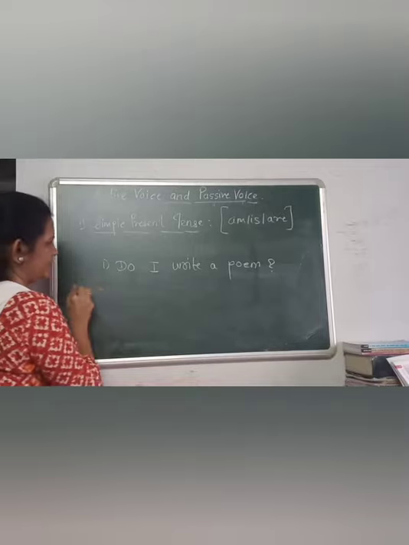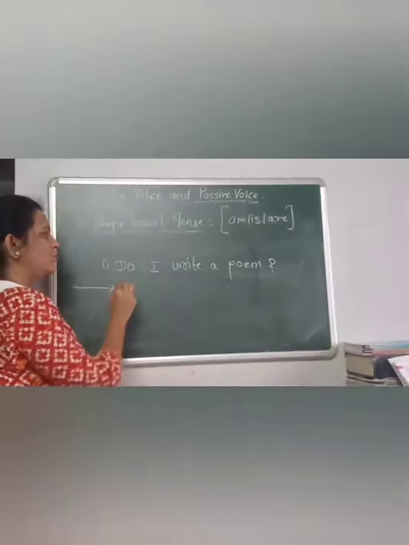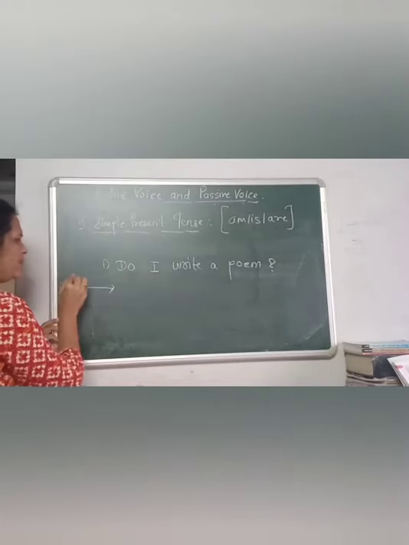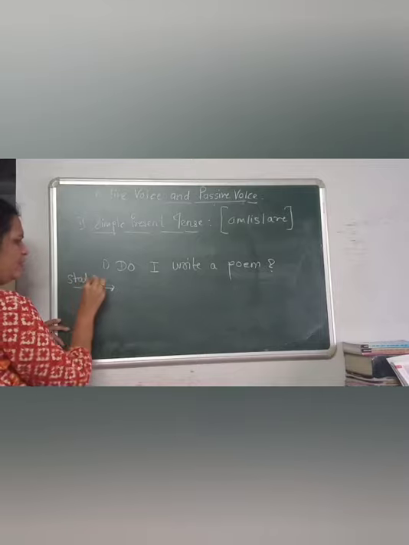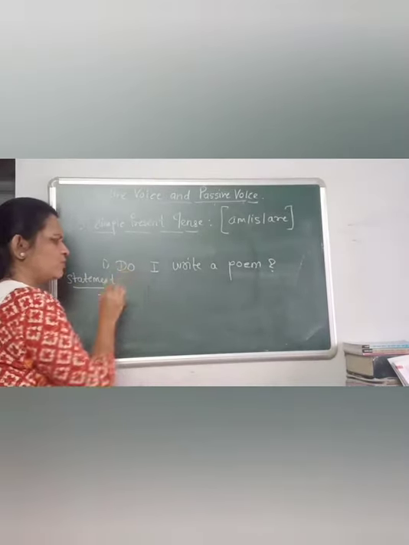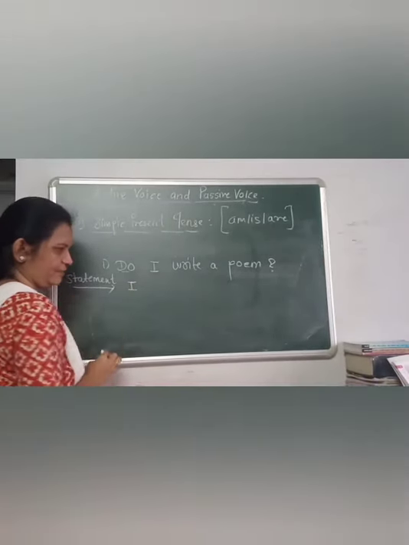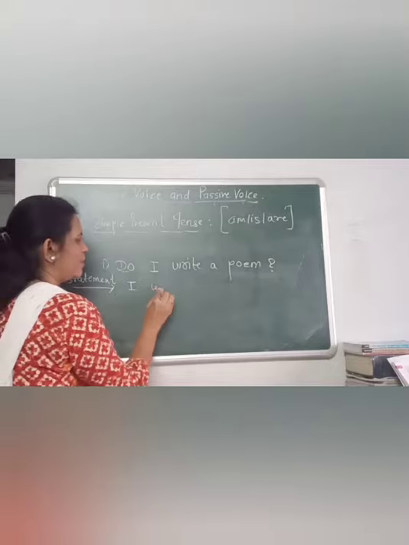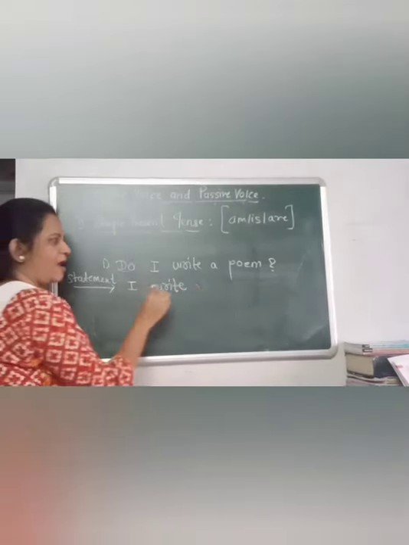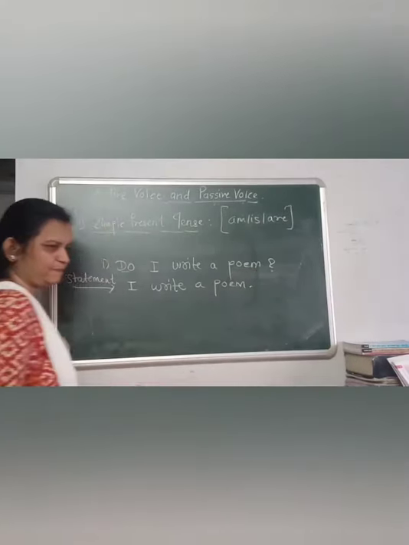See, the first step is here. This is your question. In the first step, what will you do? You will convert this sentence into a statement, means you will make the assertive sentence. Right? Statement. And in a statement, there is no need to use the do. So, I will write first the subject. Correct? Then, write will be as it is because the do is gone. I write a poem. This will be my statement.